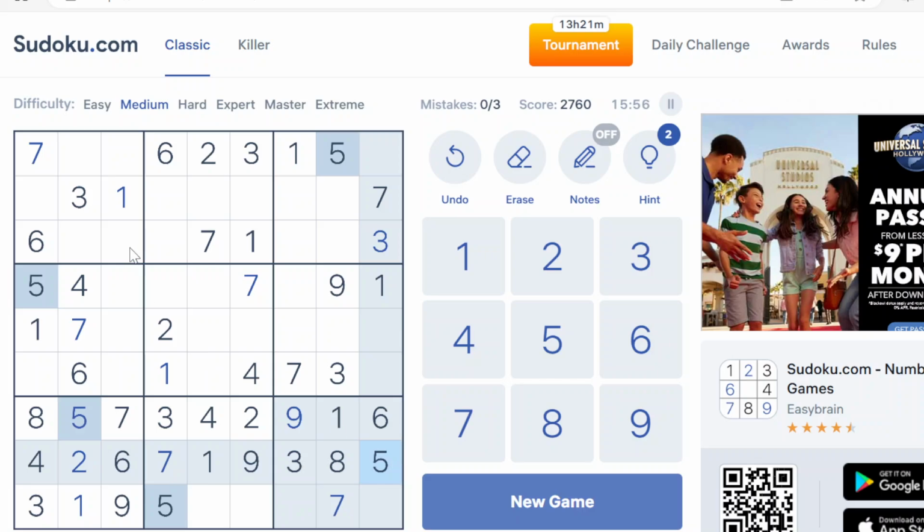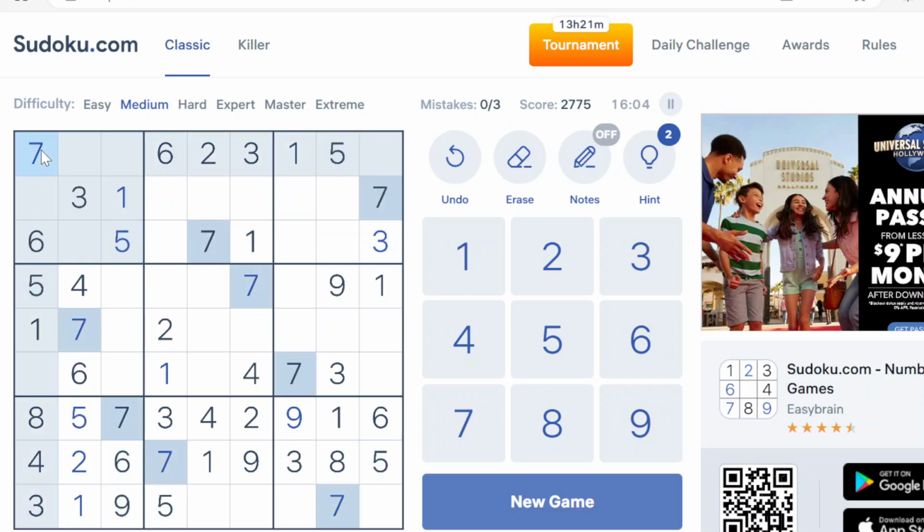Oh, actually, this is a 5. And again, you can tell because this column already has a 5 here, so this can't be a 5. This column already has a 5, so these two can't be 5s. And this row already has a 5 here, so this one can't be 5, so this is 5.